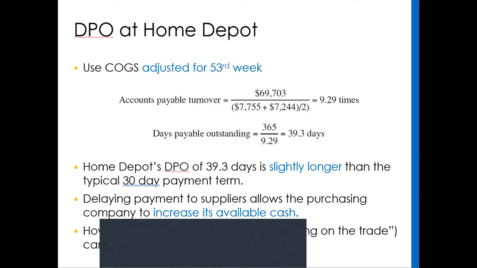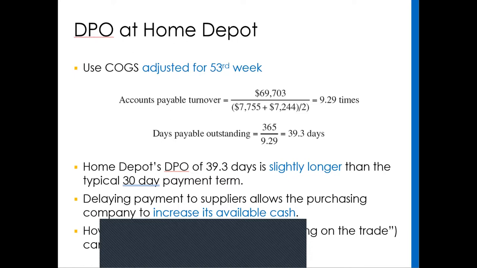And if we take a look at Home Depot, and we did have to adjust for that extra week, the average is 9.29 times a year, 39.3 days. Slightly longer than a 30-day payment term. They're typical. And that's actually true for receivables and payables. It's usually a little bit longer than term. Not everybody pays on time. And for some reason, we're not always paying on time either.